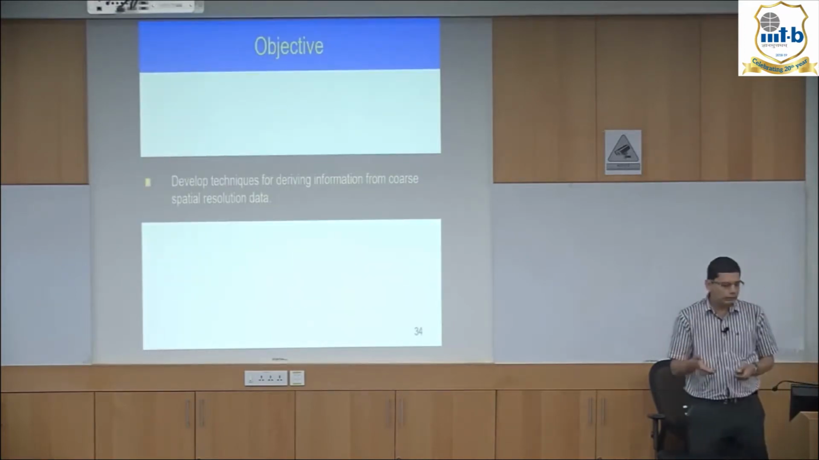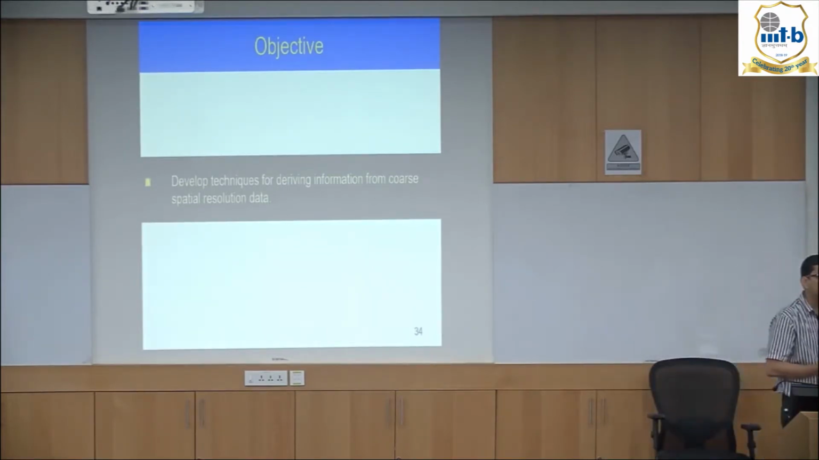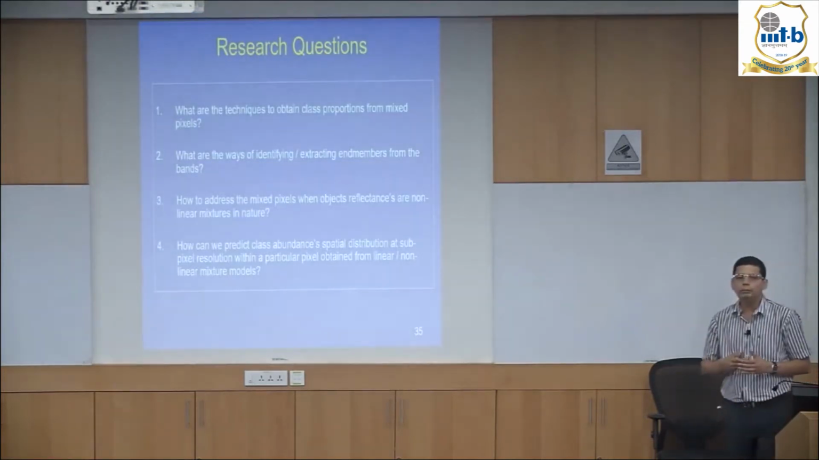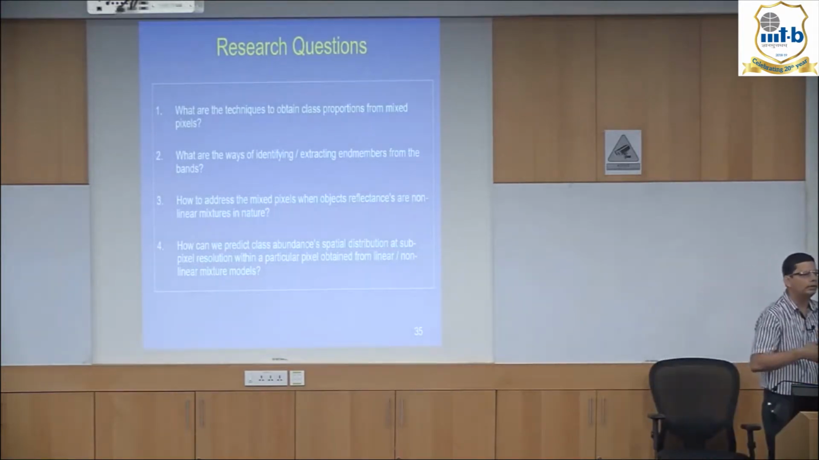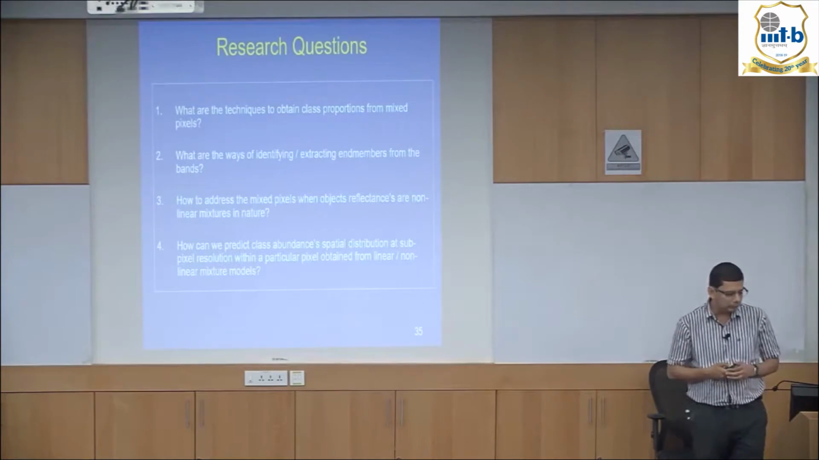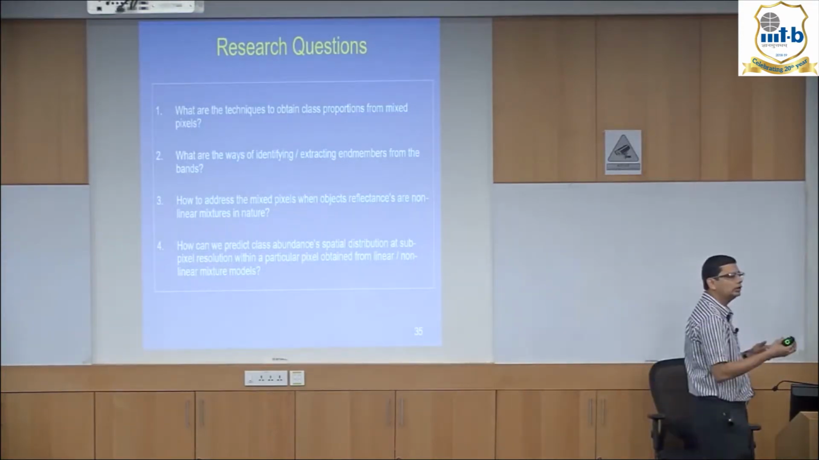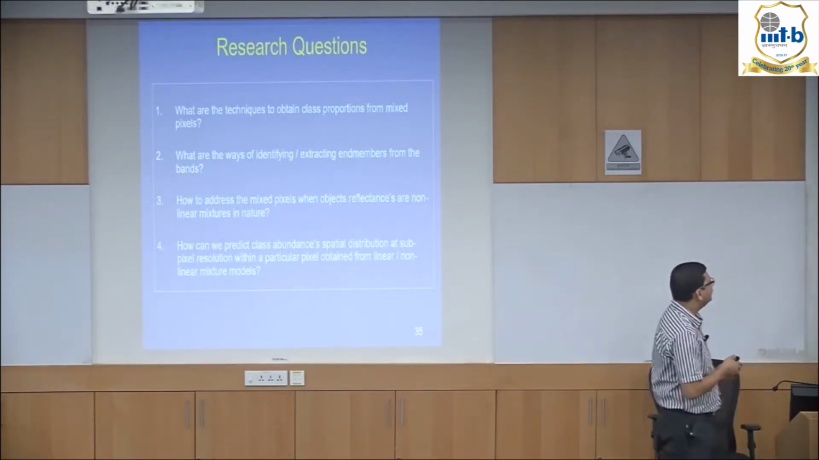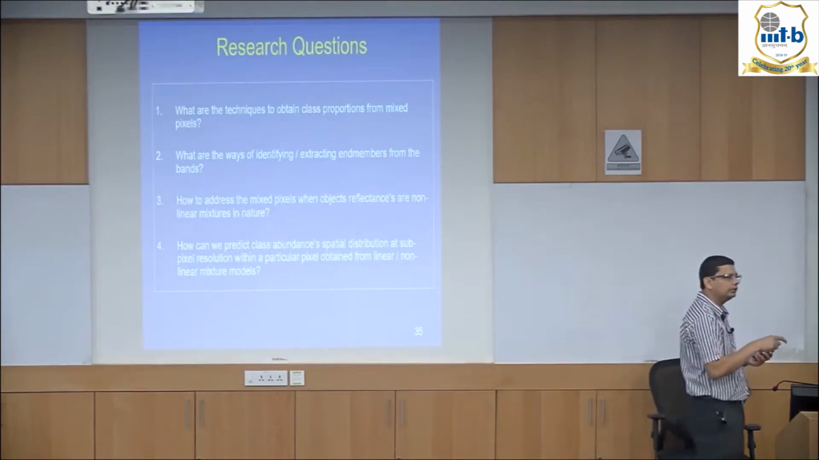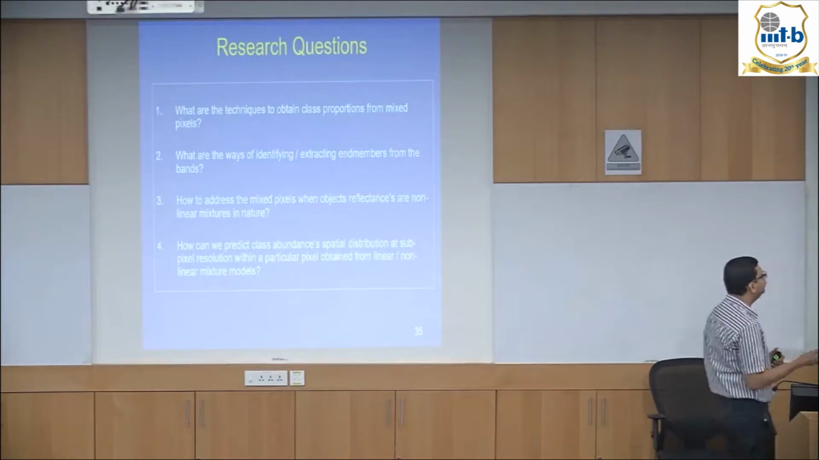Okay, so the objective is to develop some techniques which can help us to derive information from all these mixed pixels. That is how to solve this problem. So we came up with various questions to see how to answer these questions by solving the mixed pixel problem. The first question is how to obtain the various class proportions from a pixel. The second question is how do you identify the types of classes in a mixed pixel problem, because you do not have unique signatures. So how do you identify the classes?